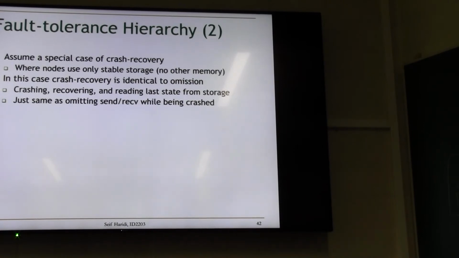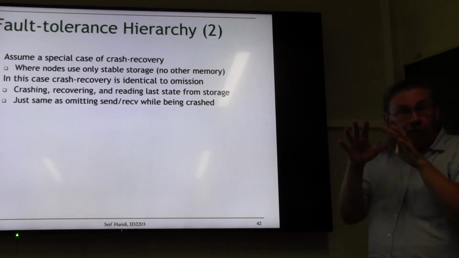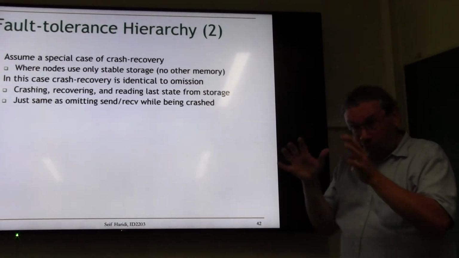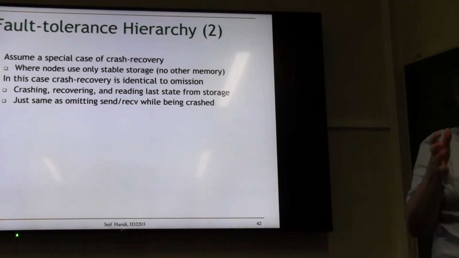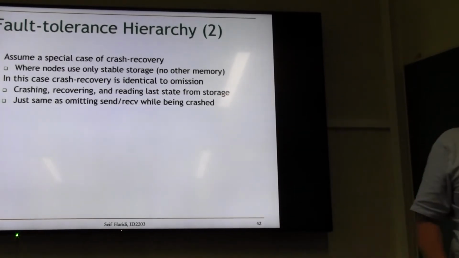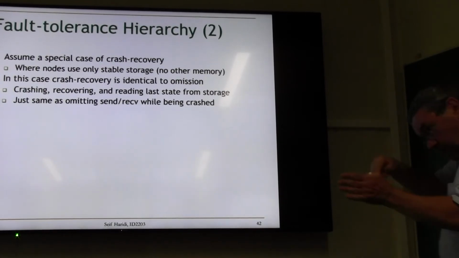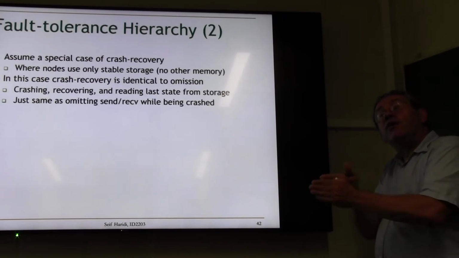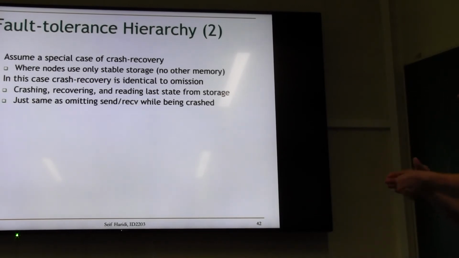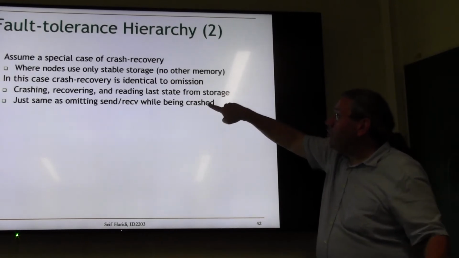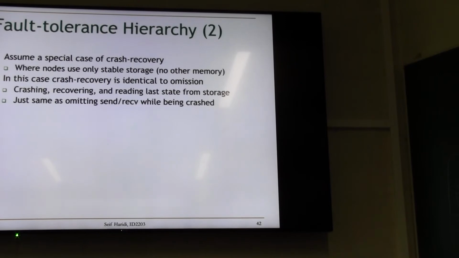Also, we can compare crash recovery and omission. This is more subtle, okay? We can actually make a version of crash recovery that is exactly the same as omission. Assume a special case of crash recovery where I'm only using the stable storage, so no RAM, just the disk. In that case, crash recovery is identical to omission, because when it crashes, it's omitting the sends and receives, and when it recovers, it starts using sends and receives again, but the state is still there. So it's exactly the same as just forgetting the sends and receives while being crashed. So crash recovery with only stable storage is actually identical to omission.